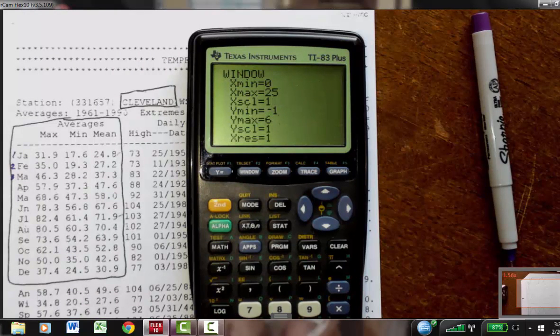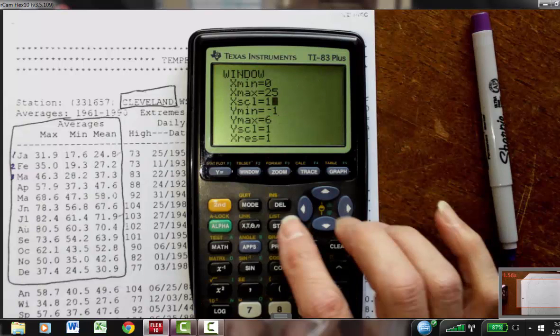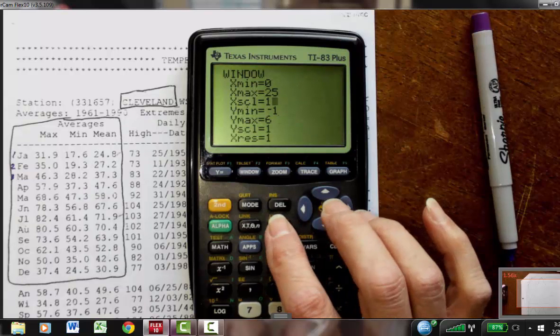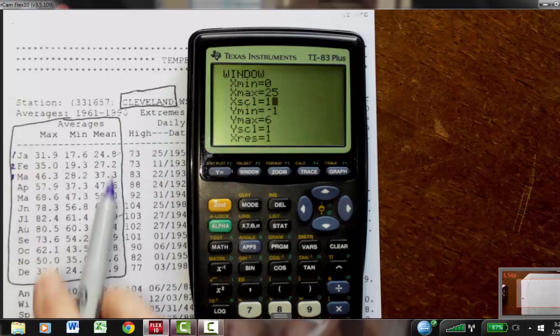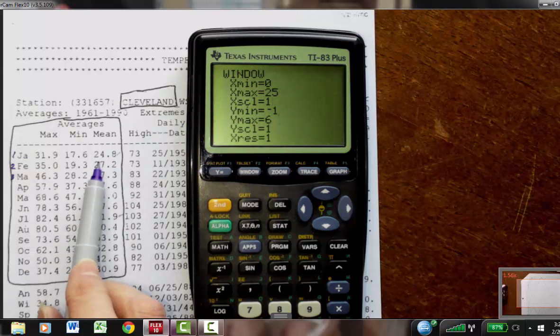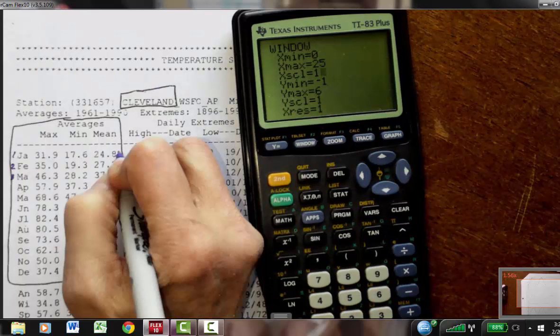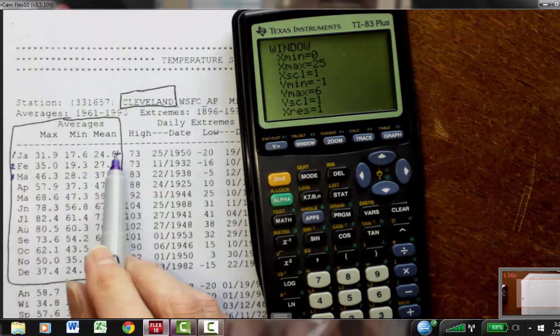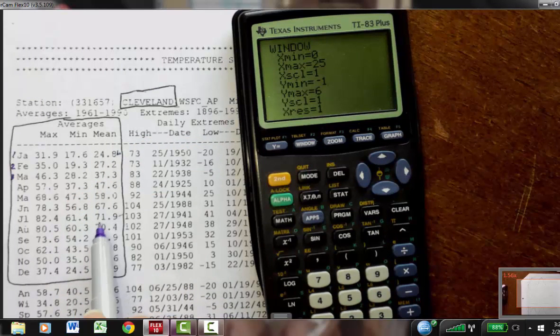Next thing I'm going to do is go back and look at my stat plot, or actually looking at these values right here. What is the minimum temperature mean that I have? That would be my 24.8. So this is my lowest one. And then where do I have my highest temperature listed? Well, that would be in July with 71.9.